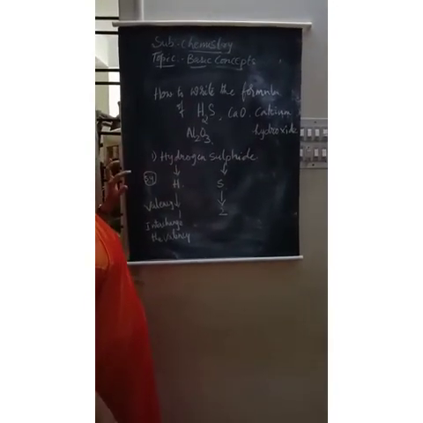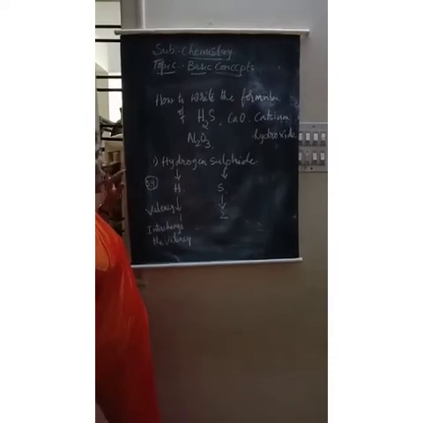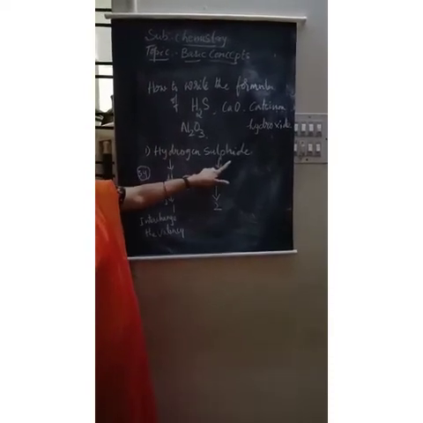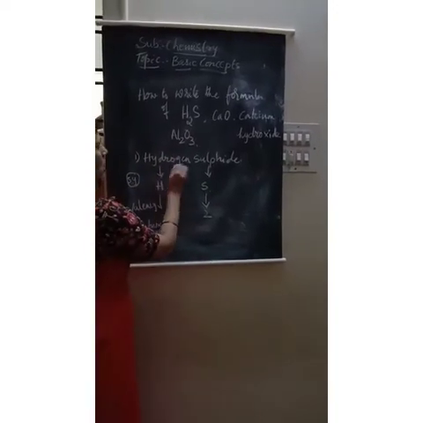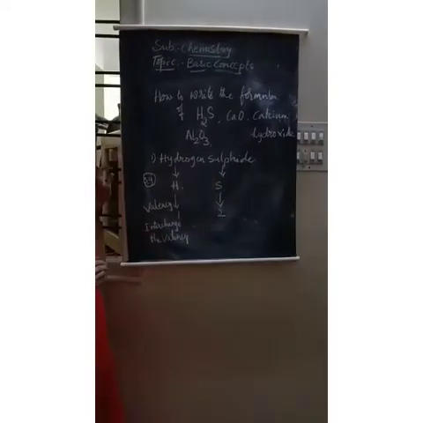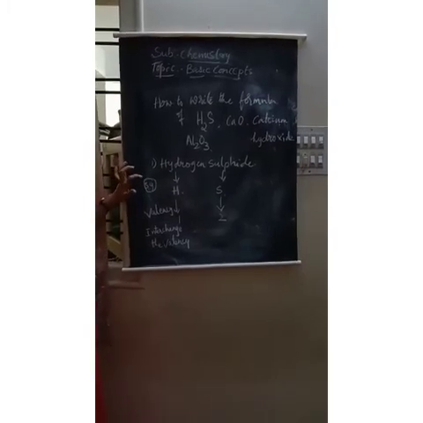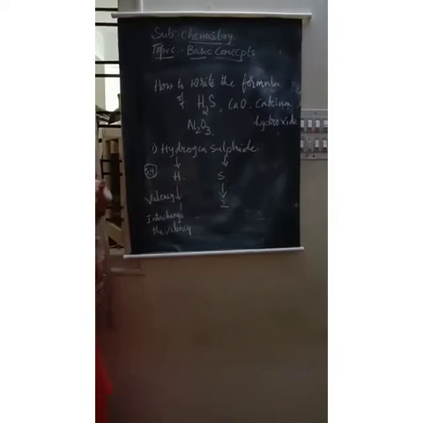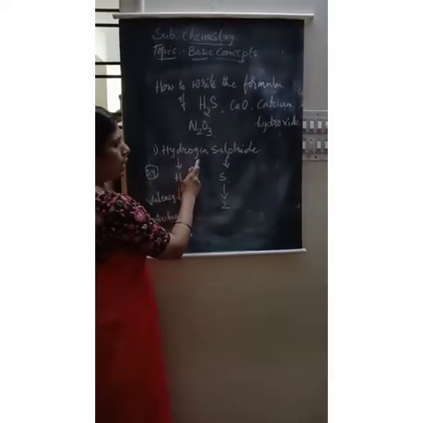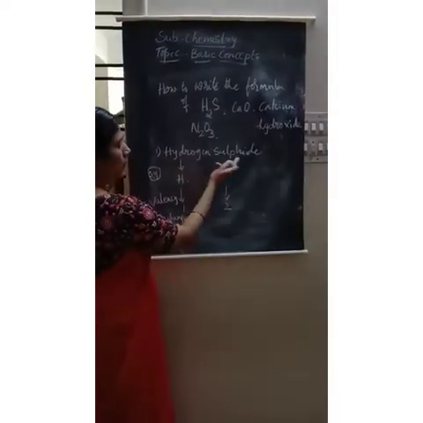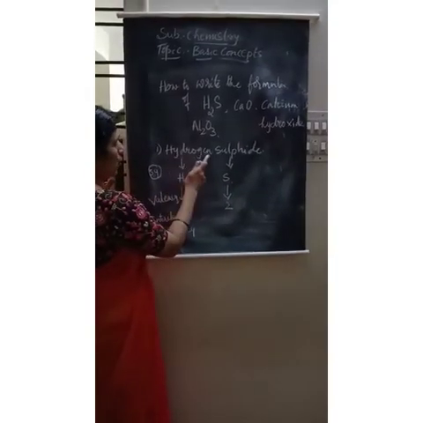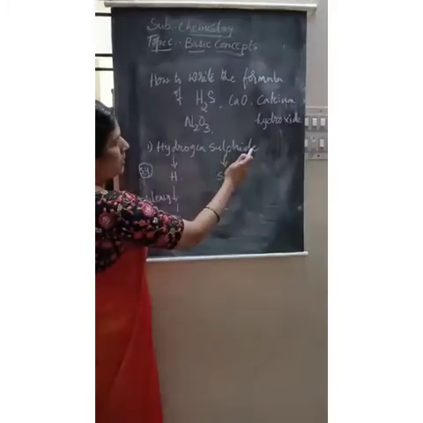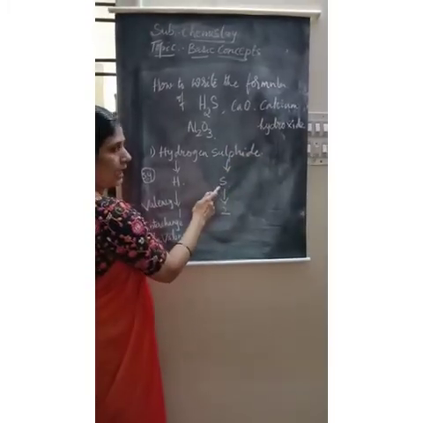I will show you one example, children. First you have to write the word equation, that means hydrogen sulfide. See here, what is the first step? We have to write the symbols of the given compound. Which compound have they given? Hydrogen sulfide. Name the elements present in this compound. Hydrogen. What is the symbol of hydrogen? H. What is the symbol of sulfur?